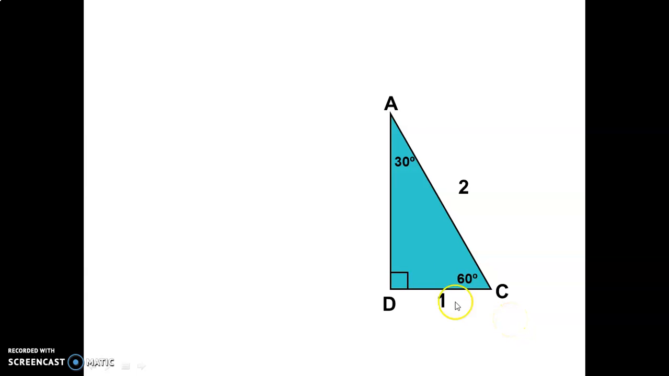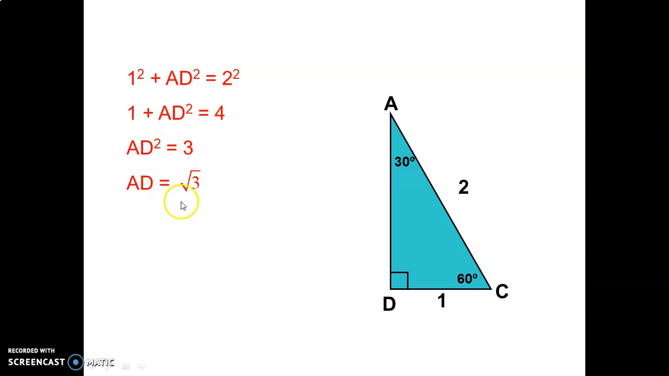This 30, 60, 90 triangle has a hypotenuse of 2, this length of 1, and then how long is AD? Well, to find AD, we can use the Pythagorean theorem as well. We can say 1 squared plus AD squared equals 2 squared. Solving this for AD, 1 plus AD squared equals 4. That means AD squared equals 3 when we subtract the 1. And finally, AD equals the square root of 3. So that means this length here is the square root of 3.